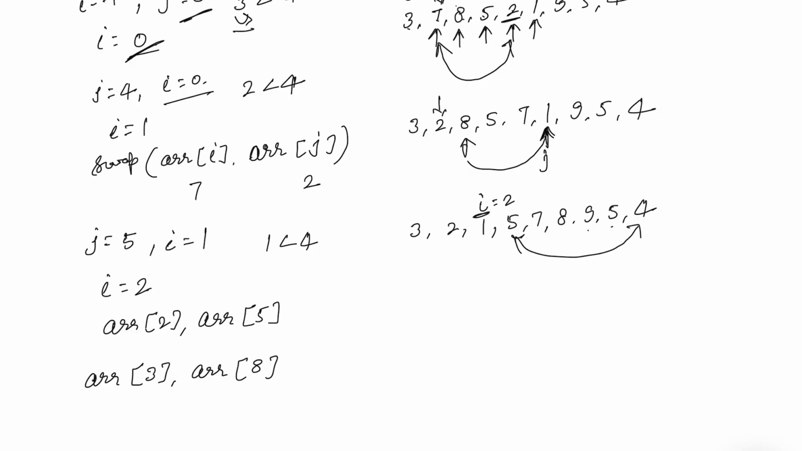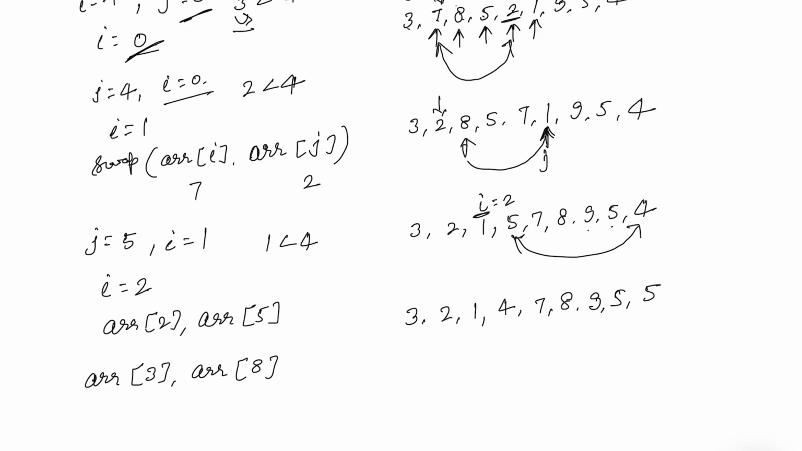Because after this swapping, what will happen? 4 will come to its correct position: 3, 2, 1, 4, 7, 8, 9, 5, 5. See, this quicksort is an unstable algorithm.